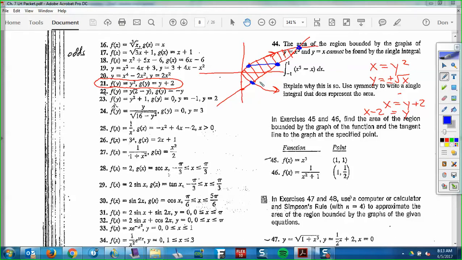Okay, well, what is this point right down here? I think it's 1, -1, isn't it? I think that's the point 1, -1. If you put a -1 in for y, you're going to get 1 for x. And then where's this intersection? I think it's probably 4, 2, right? 2 squared is 4, and here if you put a 2 in for y, 2 plus 2 is 4, so 4, 2. So these strips are going to go from where to where? -1 to 2. So this integral is going to go -1 to 2, and it's going to be this x-coordinate.